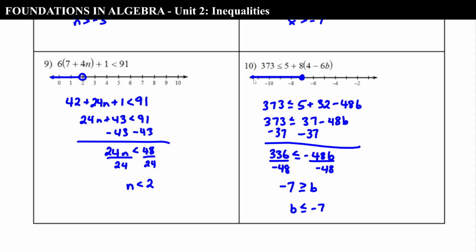So that finishes off the section on multi-step inequalities. In our next section, we are going to talk about special solutions. Remember, we had special solutions for equations in the last unit. Same holds true for inequalities. So coming up in the next section, I'll show you what those look like.